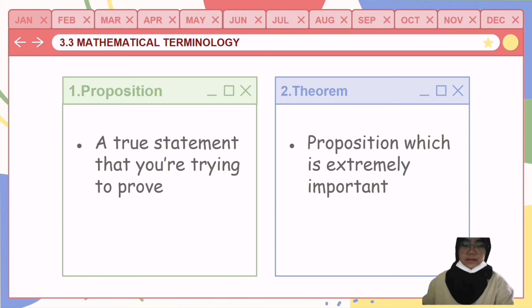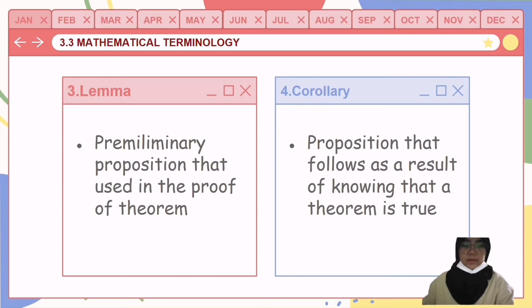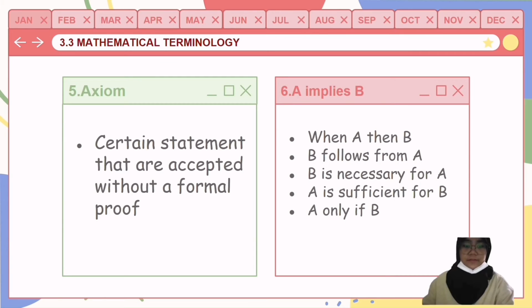3.3. Mathematical terminology. 1. Proposition, a true statement that you try to prove. 2. Theorem, a proposition which is extremely important. 3. Lemma, a preliminary proposition that is used in the proof of a theorem. 4. Corollary, a proposition that follows as a result of knowing that a theorem is true. 5. Axiom, certain statements that are accepted without a formal proof.